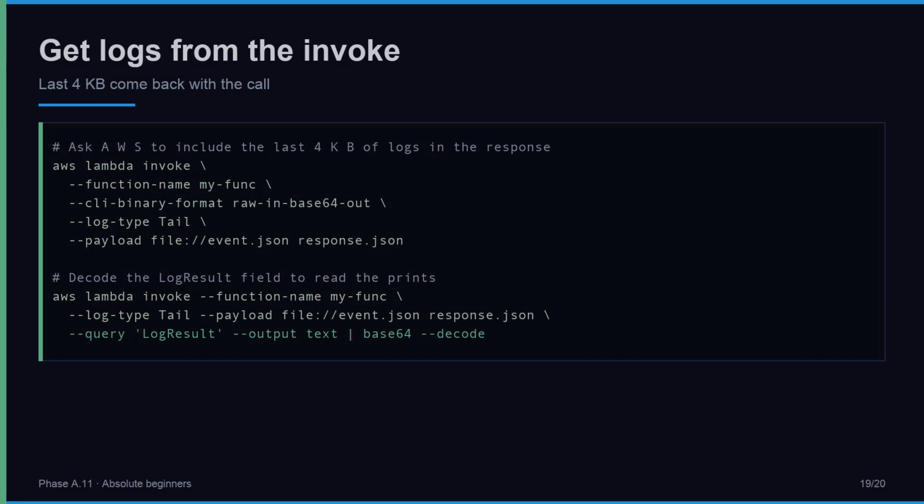Logs are next. Here is a trick that saves you a trip to CloudWatch. Pass --log-type Tail to invoke, and AWS returns the last 4 kilobytes of the function's logs in the response, encoded as base64. The response carries a LogResult field. Pipe it through base64 --decode and you see the prints and logging output from that one invocation directly in your terminal. For a quick debug, this is faster than opening CloudWatch. Logs in the invoke response.